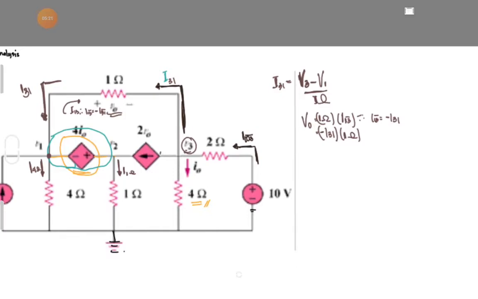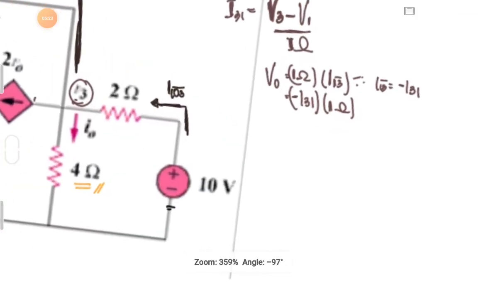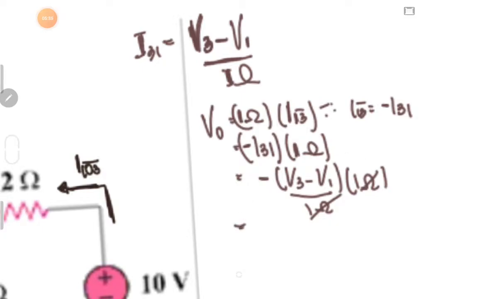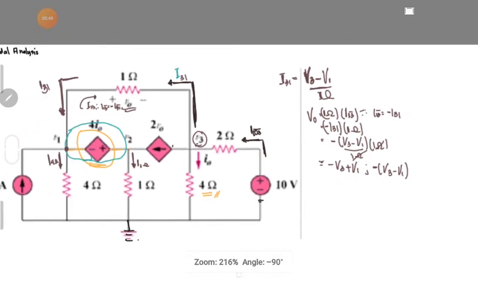So since our I31 is equal to V3 minus V1, I may say that Vo is equal to negative (V3 minus V1) all over our 1 ohm, multiplied by our 1 ohm. So cancelling your 1 ohm, because 1 divided by 1 is equal to 1, we have negative V3 plus V1. Or we can say, even without evaluating that, it is equal to negative the parenthesis of V3 minus our V1. Okay?